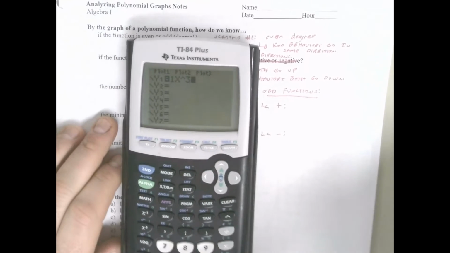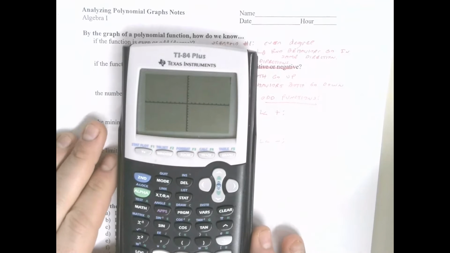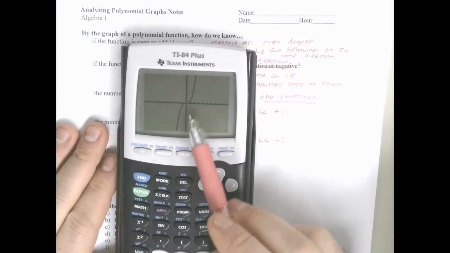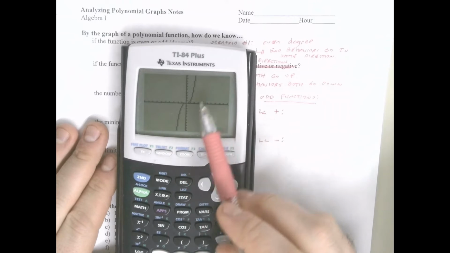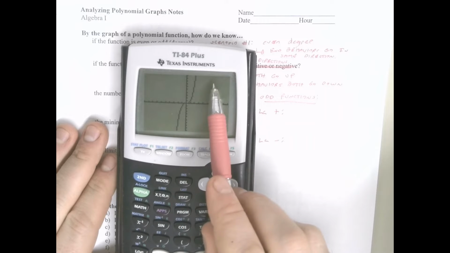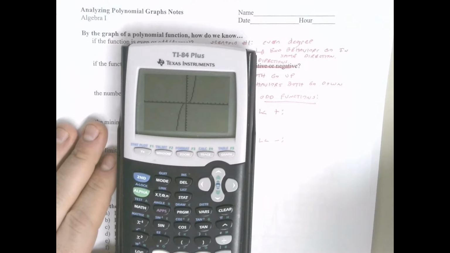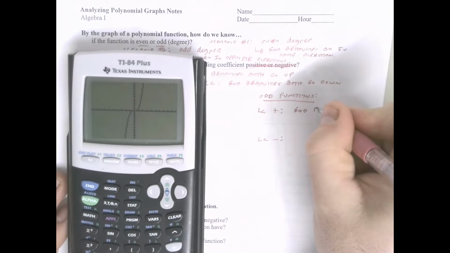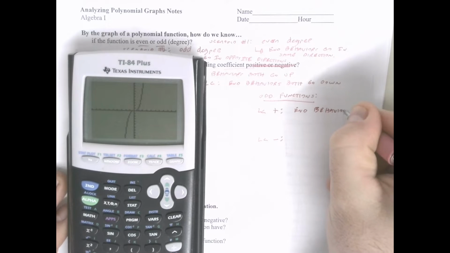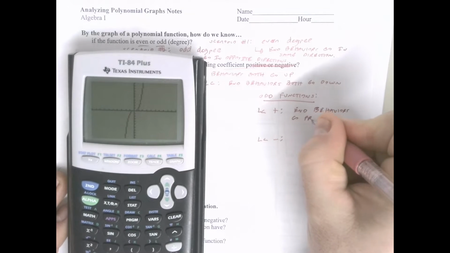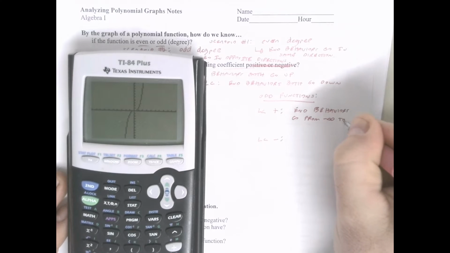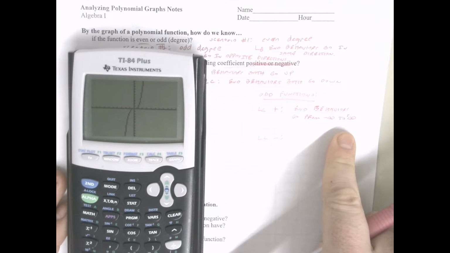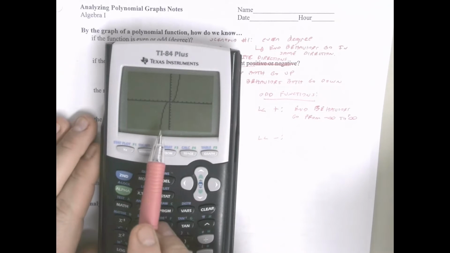I want you guys to notice, if I graph that, a standard odd function, the end behaviors still go in opposite directions, but it always goes from negative to positive infinity, from left to right. So what we would say is your end behaviors go from negative infinity to positive infinity. That's the direction it goes from.